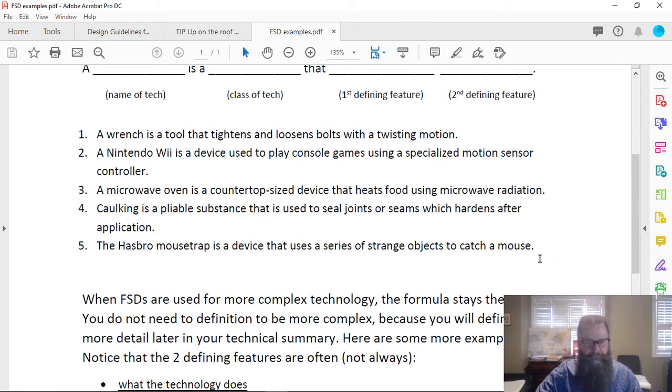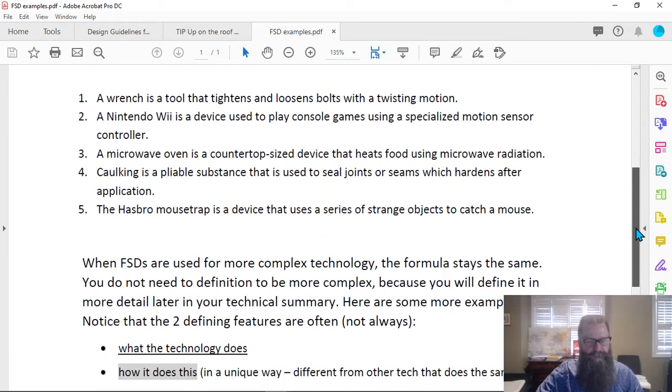So I'm going to give you some more examples. And here's one thing that we can typically do for formal sentence definitions for those two defining features. For the first one, say what it does. And for the second one, you can switch the order, it doesn't really matter, but one of them should be what the technology does, and the other is how it does it in a unique way. So if we look at, again, the Wii, there are lots of ways to play console games, but the Wii has a special controller, this motion sensor controller. So that's how it's different from other game systems.